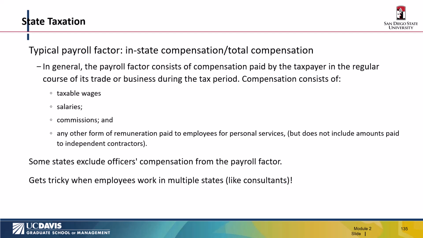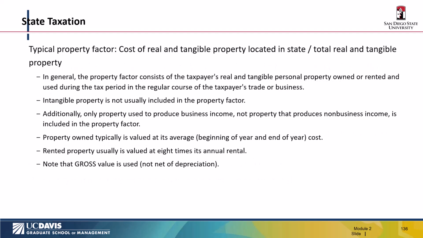And it can get tricky when employees work in multiple states, like consultants. Not so much in California because we're such a large geographic state, but think about working in New England, where the states are much smaller and it's more likely that you are traveling across state lines to serve a client. Well, if I work in New Hampshire, then I'm going to be taxed in New Hampshire. And my employer has triggered nexus in New Hampshire, and now it's going to want to record that payroll in New Hampshire. So it can get complicated.